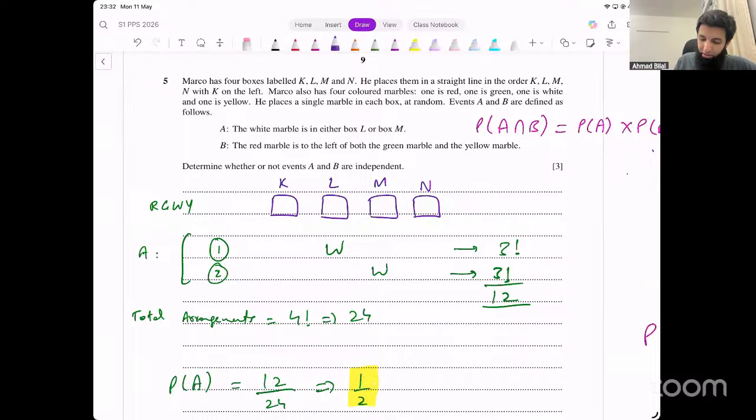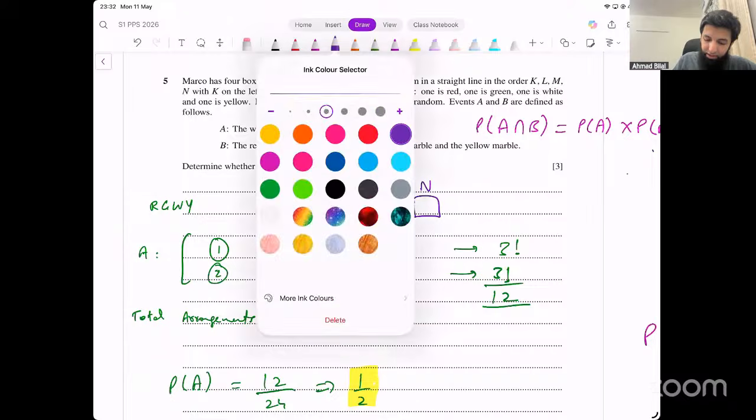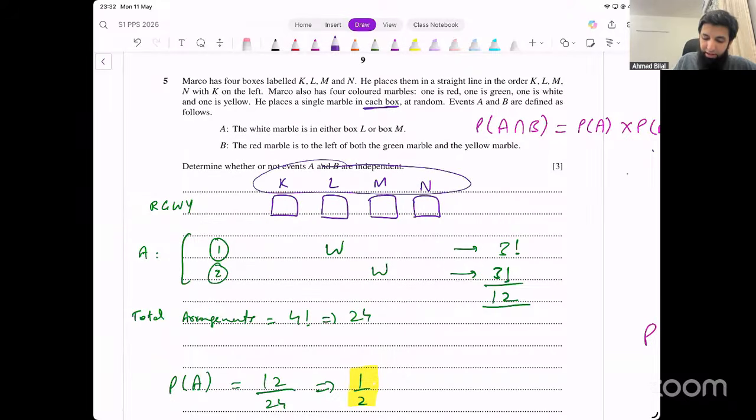You can say there are 4 boxes, right? The boxes are labeled K, L, M, and N. So I've labeled them here, K, L, M, and N. Now, what are the conditions that are given? K is on the left side. वो तो हमने कर लिया, marbles को तो कर लिया. Boxes को हमने कर लिया already. Now the marbles are placed at random. Event A is the white marble is in either box L or box M. So white marble can either be in box L or box M.